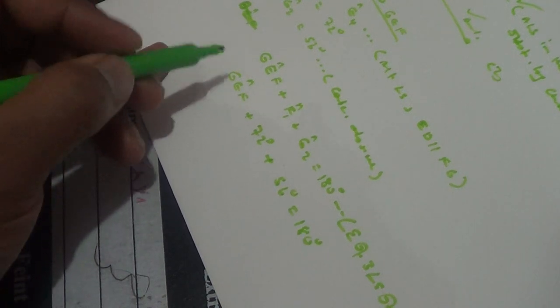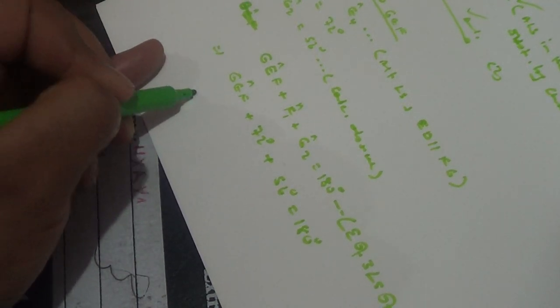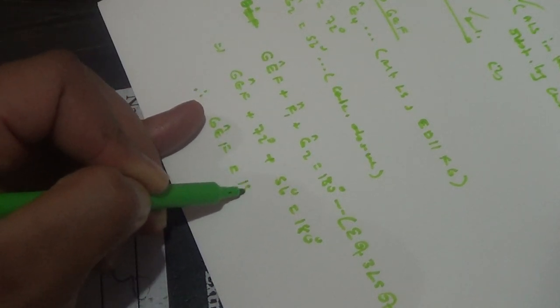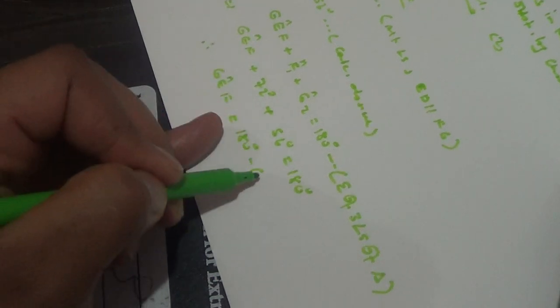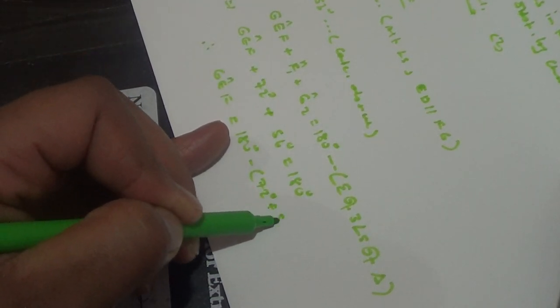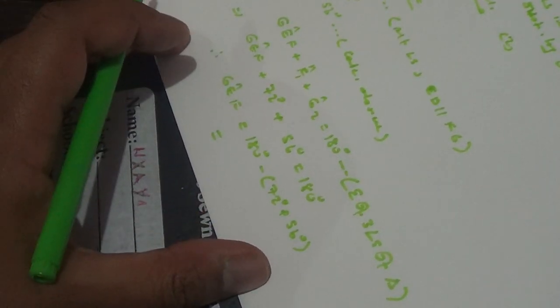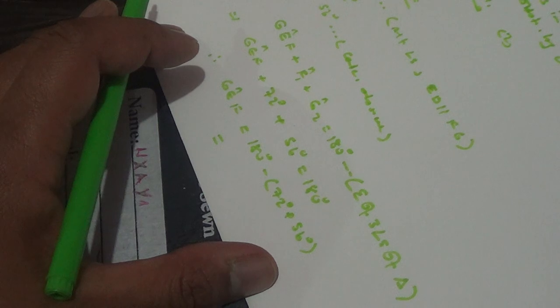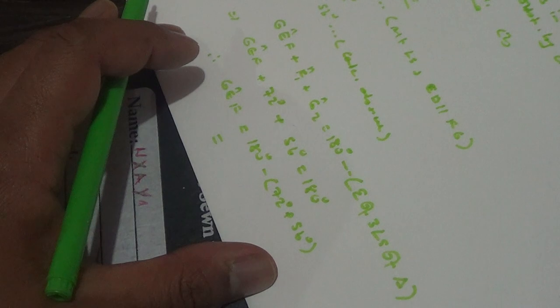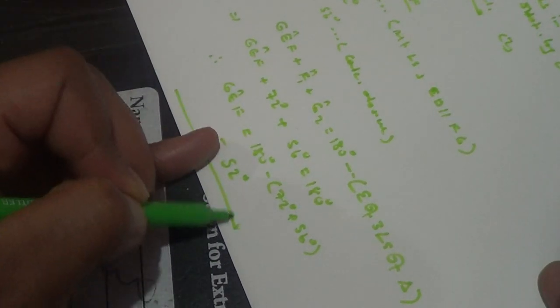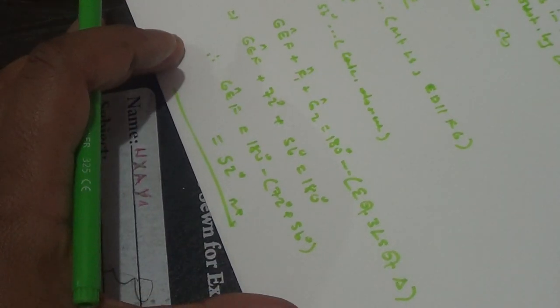Okay, maybe let's say, therefore GEF equals 180 degrees minus the sum of these two, 72 degrees plus 56 degrees, okay, which is going to be equal to, so we just do the calculation, 180 minus the sum of 56 plus 72, it gives us 52 degrees. And that's the answer. Okay, not a problem.